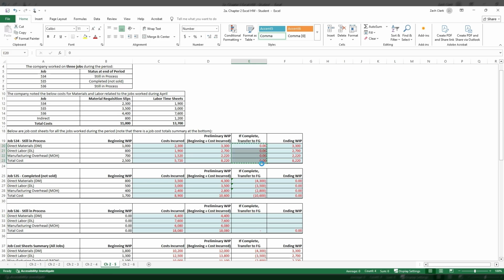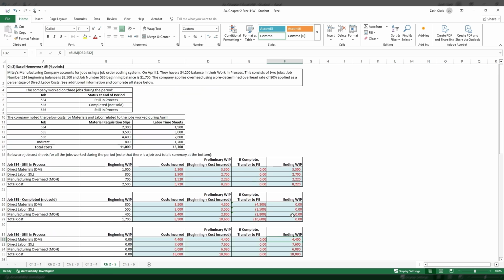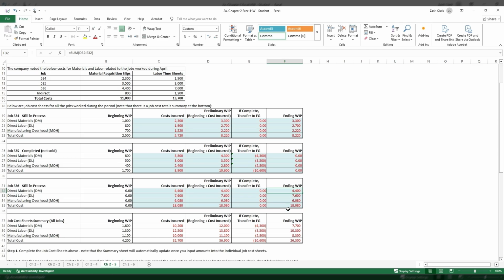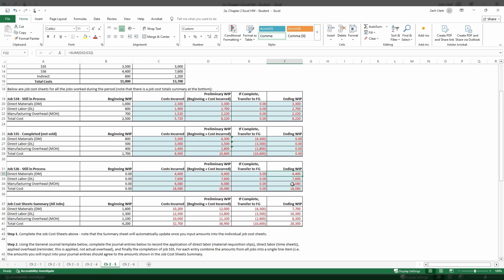The job is not finished, so we can just copy these down as zeros, and then this is going to be an ending WIP. So again, we can copy that formula. Again, a little redundant because we're just basically saying ending WIP is preliminary WIP, same thing. We're not transferring any, but just again for simplicity and consistency's sake, and having formulas and reports and information that is clean and consistent, we can just have those same formulas for each one.